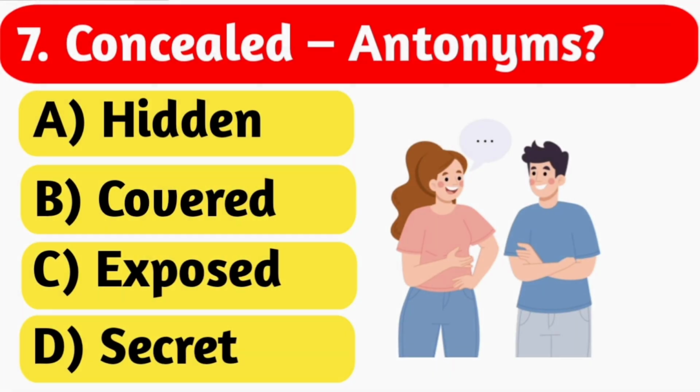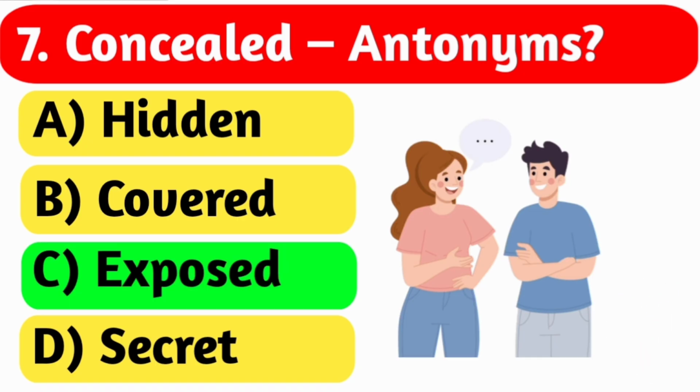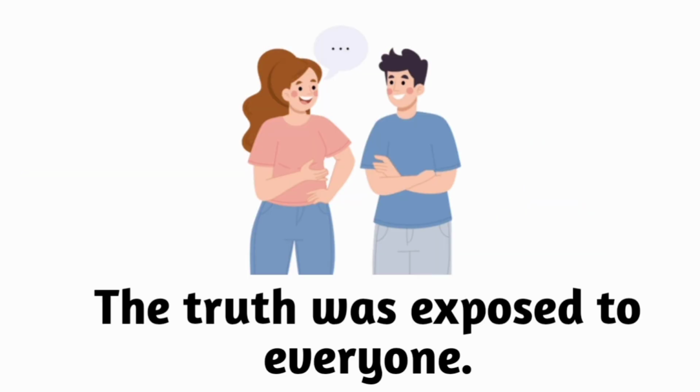Your seventh question is concealed antonyms. Your options are A. Hidden, B. Covered, C. Exposed, D. Secret. Your correct answer is option C. Exposed. The truth was exposed to everyone.